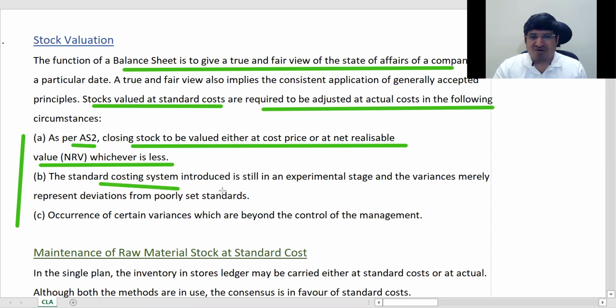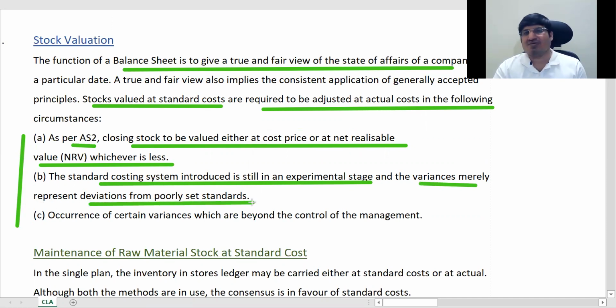And secondly, if standard costing is in an experimental stage, and variances are deviations from poorly set standards. You didn't know how to set the standard and you have set it wrongly. In that case you will have to adjust the value of stock so that the balance sheet represents correct value. These could be 2 scenarios.